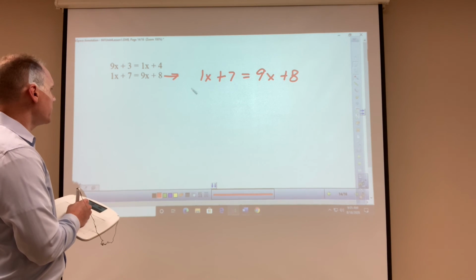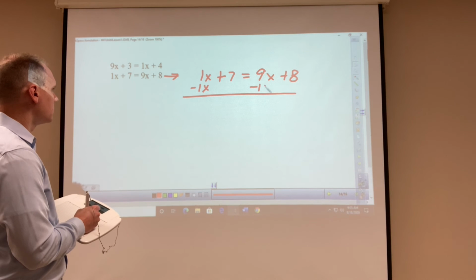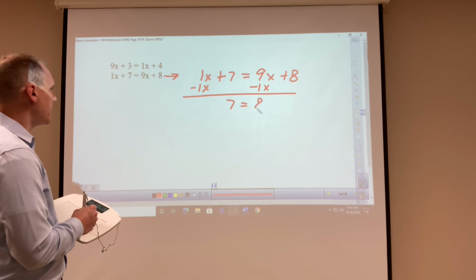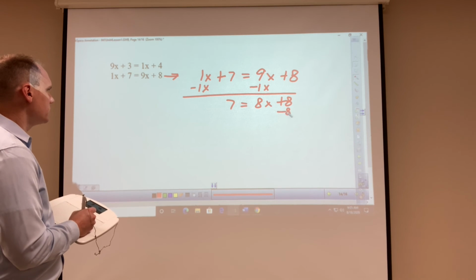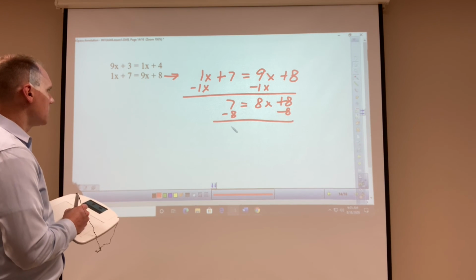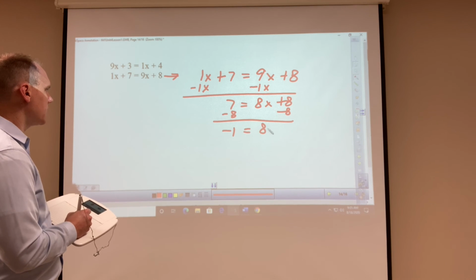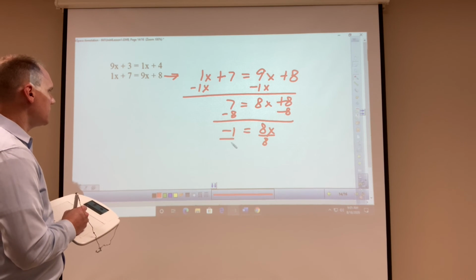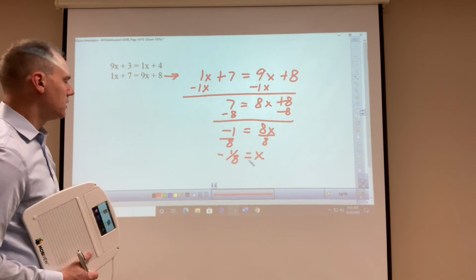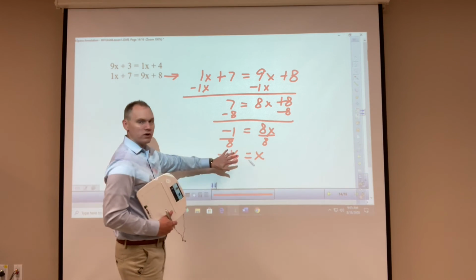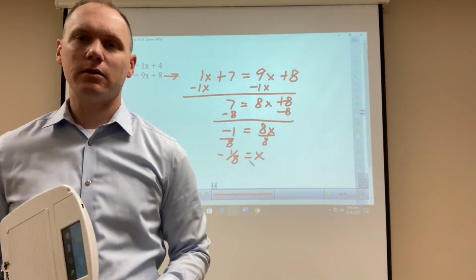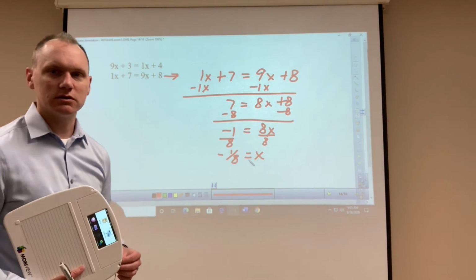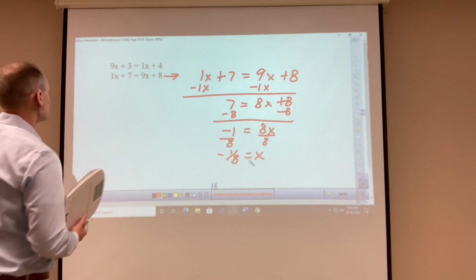Okay, so if we subtract 1x on both sides, we get 7 equals 8x plus 8. Let's see, subtract 8 on both sides. We get -1 equals 8x. Then we're going to divide by 8 on both sides, and that's going to give us -1/8. So positive 1/8 or -1/8 is the closest you can get to 0, given these constraints. All right, and you can solve this one as well.